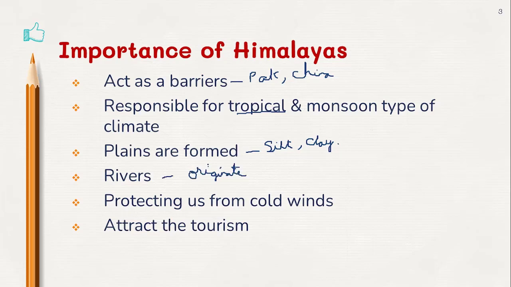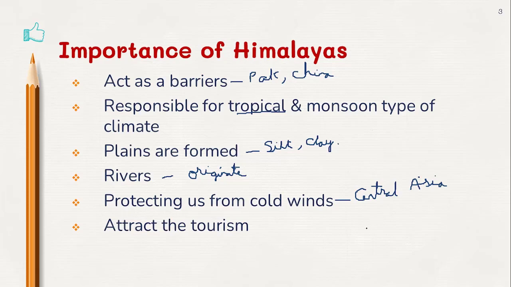These are the rivers which originate from the Himalayas, and this protects us from the cold winds which are coming from Central Asian countries like Iraq, Iran, all these countries. Otherwise, India would have become a desert. It is acting as a boundary which is stopping us from cold winds, and for that reason agriculture is possible. Otherwise it would have become a cold desert.